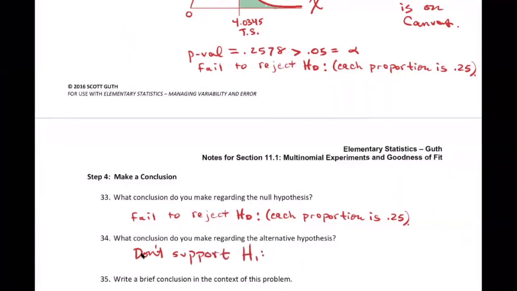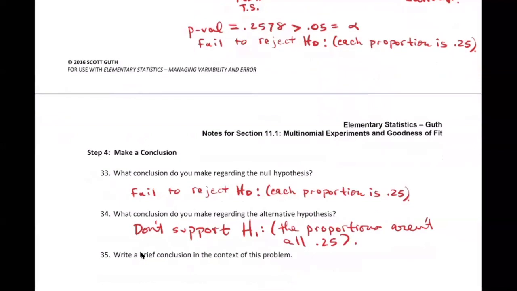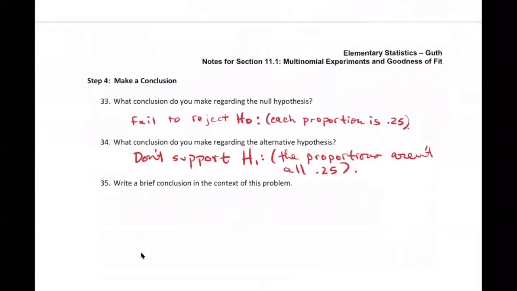H1, which said the proportions aren't all 25%. So we can't support that. And remember, it's a little confusing, but what they had said was, is there a season for homicide? That was the title of the article.